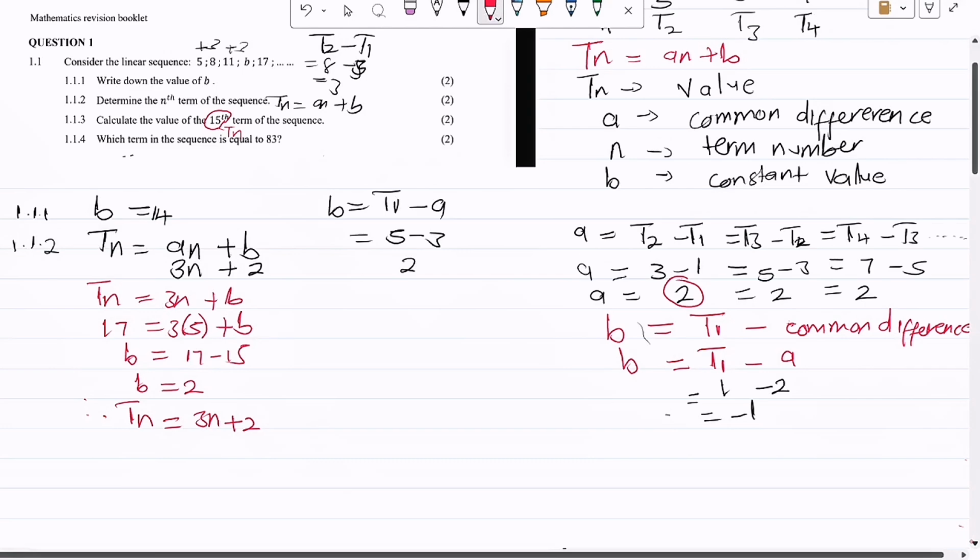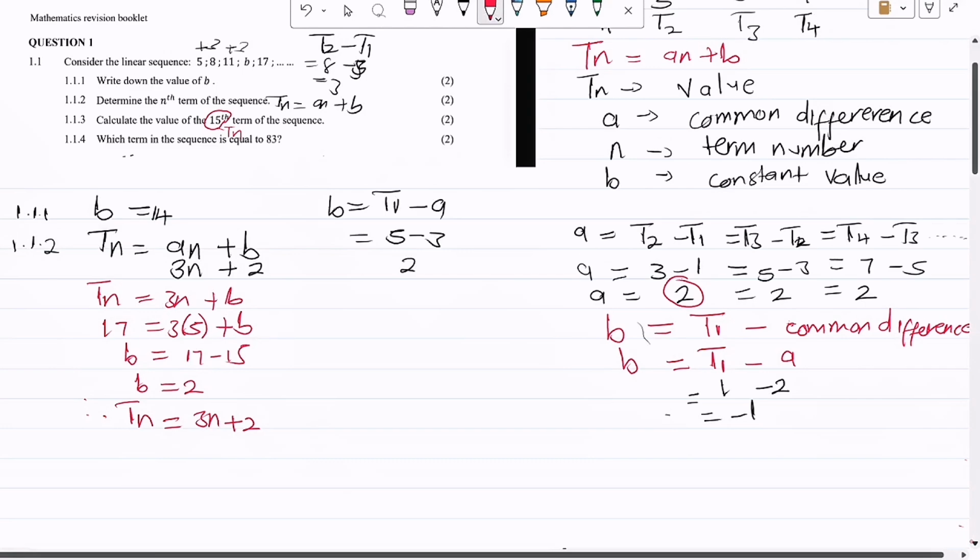So 1.1.4. Tn is equal to 3n plus 2. And we know that here we have 83. 83 is equal to 3n plus 2. Note that we are looking for n. So you're not going to have anything to substitute here because that's what you're looking for.